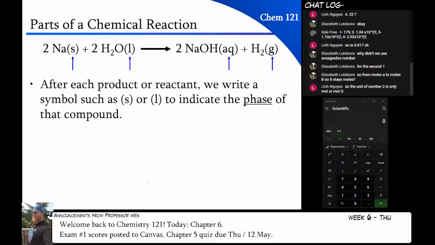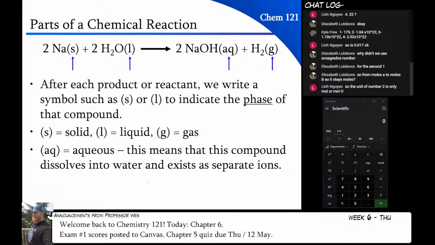All right. After each component in my chemical equation, I have a set of parentheses and then a character. These letters represent the phases that we would encounter that substance in. Now, you probably recognize what S, L, and G are. Those are just solid, liquid, gas. But AQ is actually a little bit special. AQ means that it's dissolved in the water. And if it's ionic, it dissociates into specific ions.